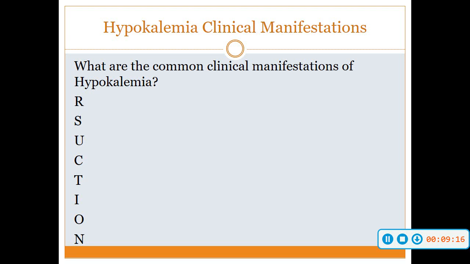So what does R section say for? R is respiratory. Weak muscles, especially the diaphragm. Put your patient at high risk for respiratory issues. Okay? So you want to check on your respiratory status of your patient at least every 2 hours, because respiratory insufficiency is one of the leading causes of death in hypokalemia. So R, respiratory.